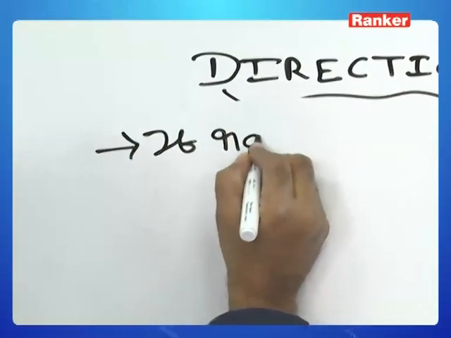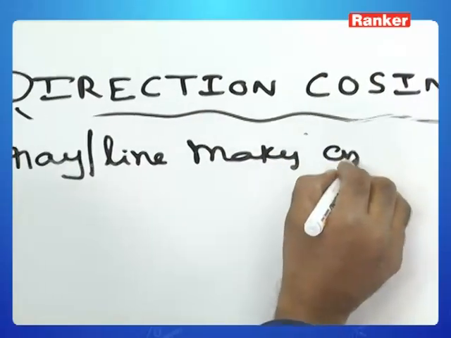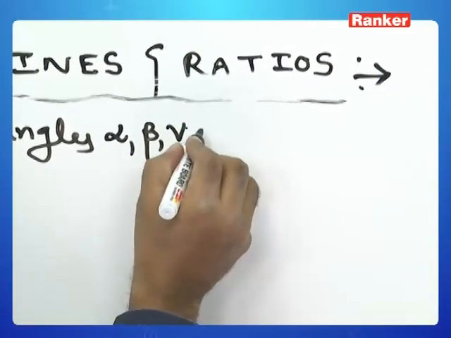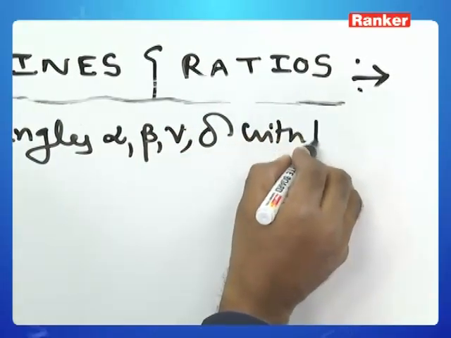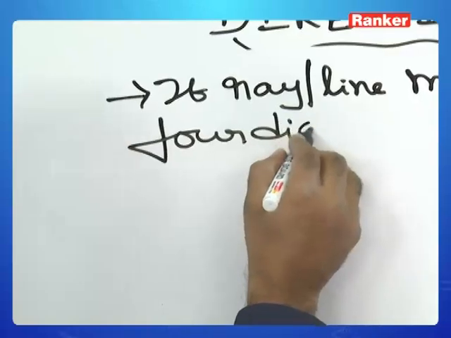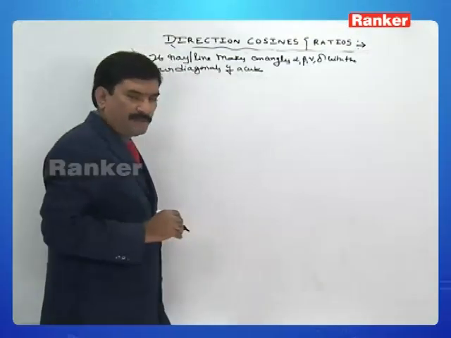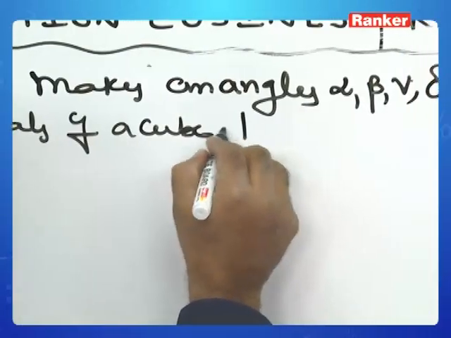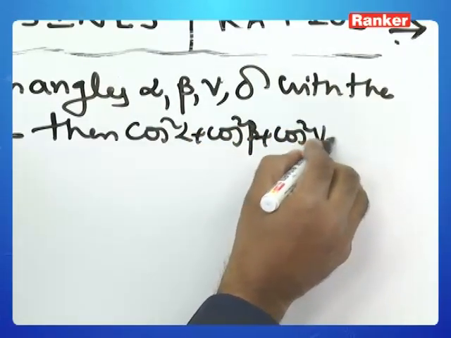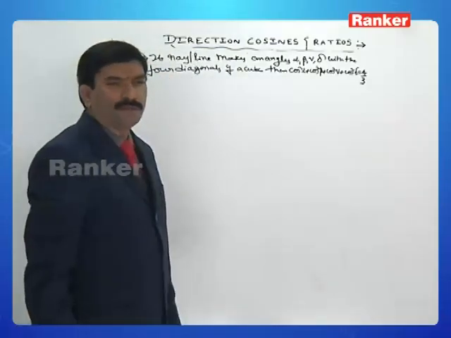If a ray or a line makes angles alpha, beta, gamma, delta with the four diagonals of a cube, then cos square alpha plus cos square beta plus cos square gamma plus cos square delta, we have to prove that is equal to 4 by 3.